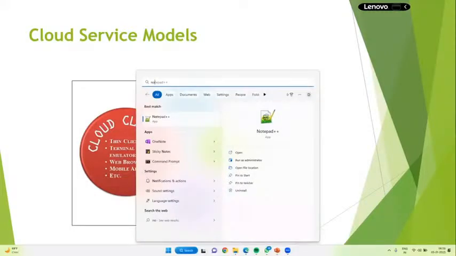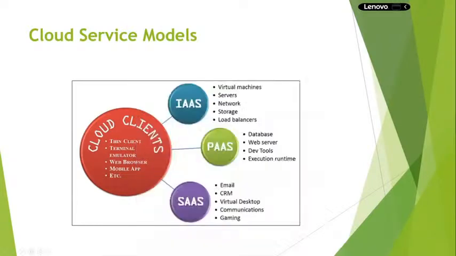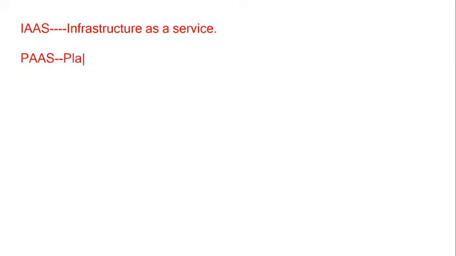So private cloud, public cloud, and hybrid cloud. Now the service models. One is Infrastructure as a Service, IaaS. Another is Platform as a Service, PaaS. And another one is Software as a Service, SaaS.